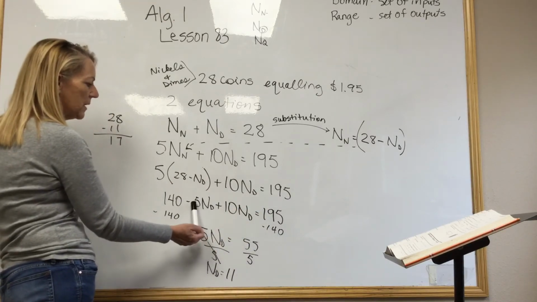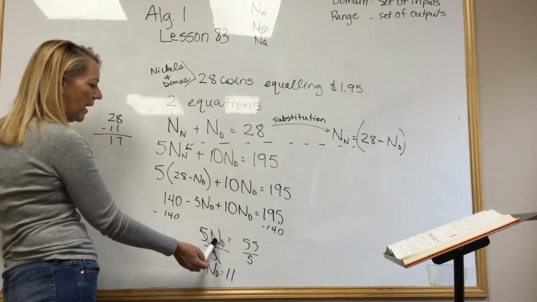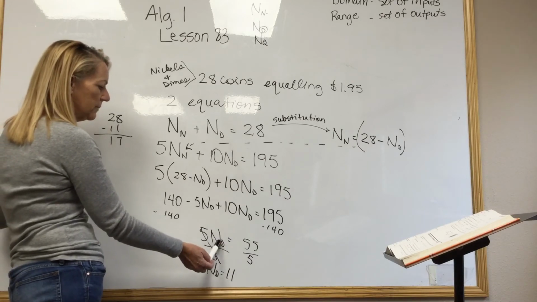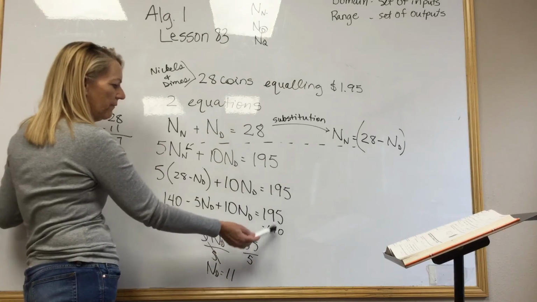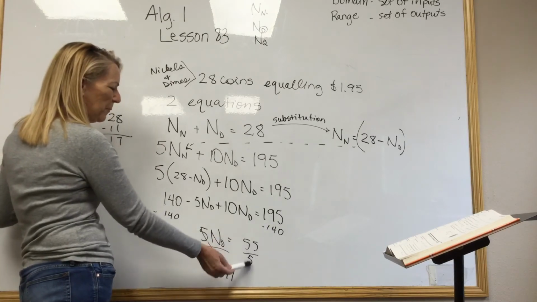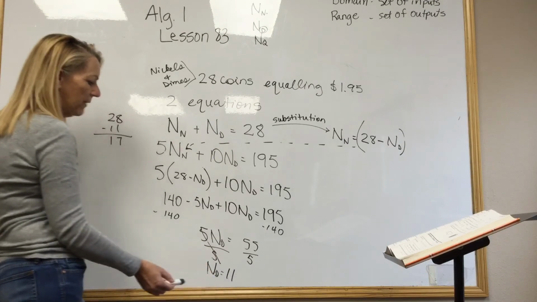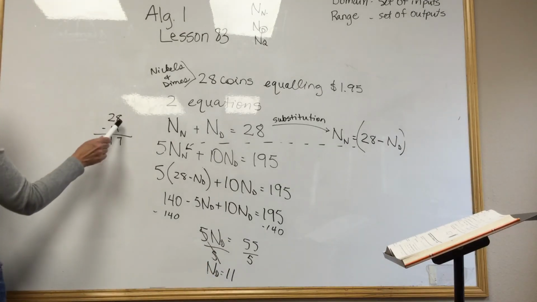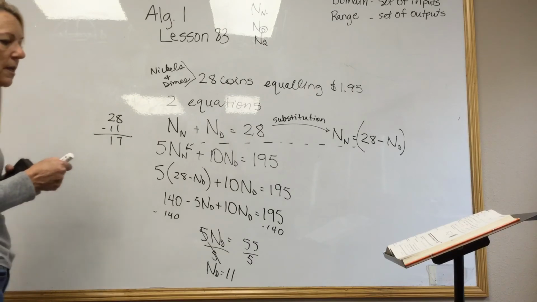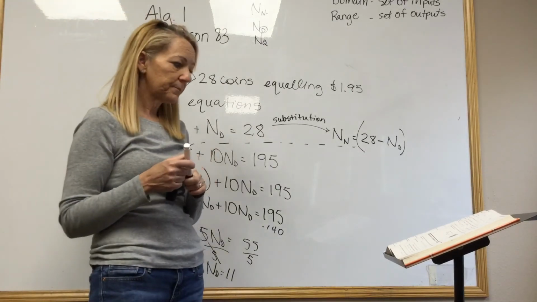Combine these like terms, negative 5 and positive 10, and you get 5 number of dimes. 5 times the number of dimes equals 55. Divide 5 from both sides to get rid of my variable, and the number of dimes is 11. If I have number of dimes is 11, then that means I have 17 nickels, and that answers my question.